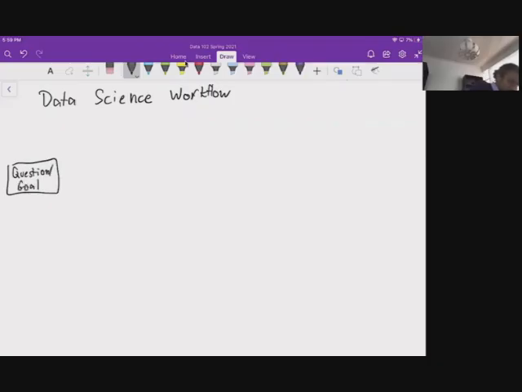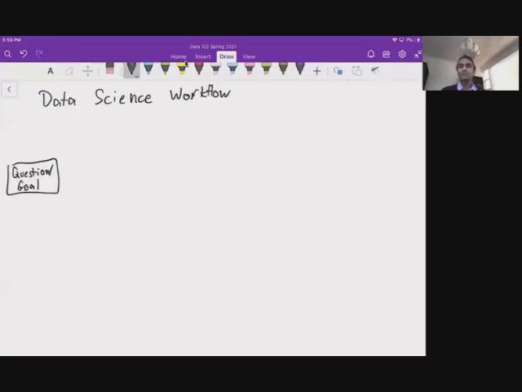If we're trying to build a product, then our goal is usually oriented around how do we make a product that meets the needs of our users? If we're going about some scientific endeavor, then our question is usually a scientific question. How does the world work? How is this particular thing in the world related to that particular thing?